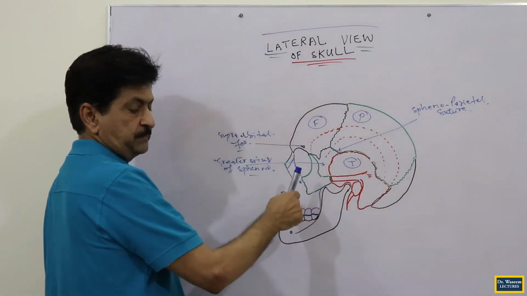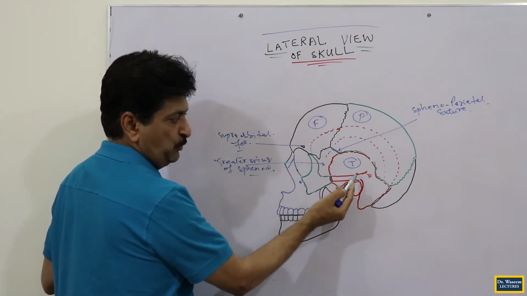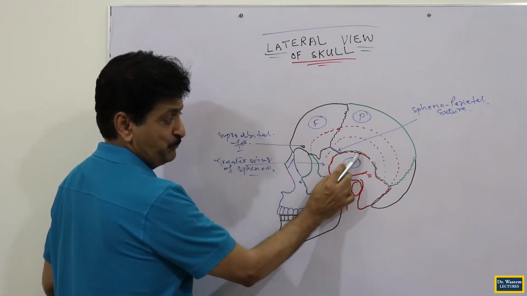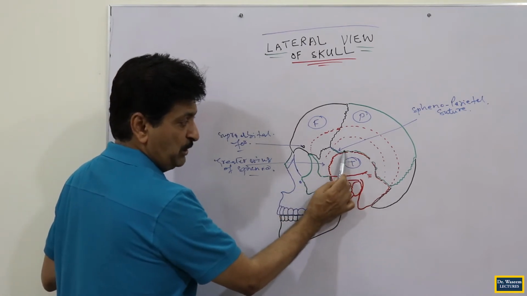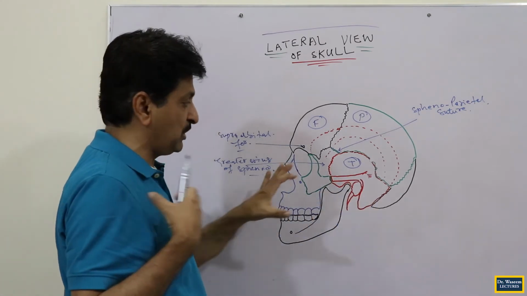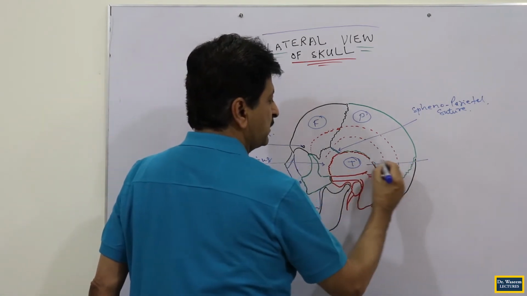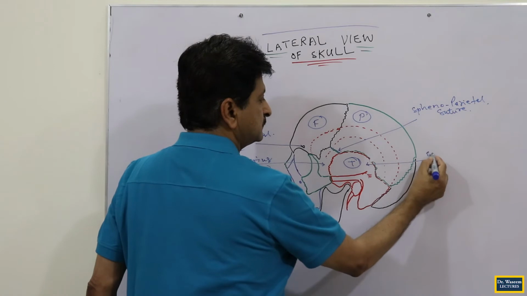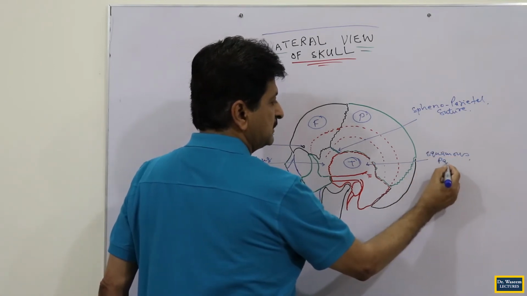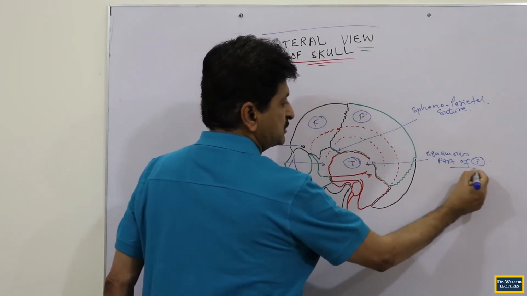When this sphenoparietal suture finishes here, another bone comes. This bone is the temporal bone. This part of the temporal bone which I am showing you here, which is just like a fish scale, you call squamous. We say this is the squamous part of temporal bone.